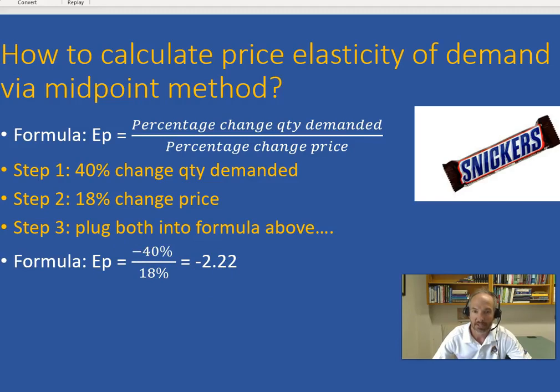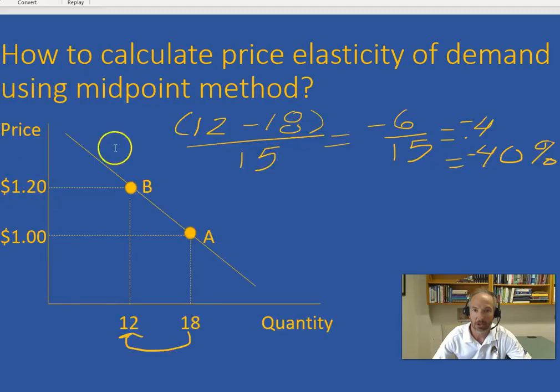Note, we would get the same negative 2.2 number whether we're going from A to B, like I did in these calculations, or from B to A, because we're dividing by the average price or the average quantity.